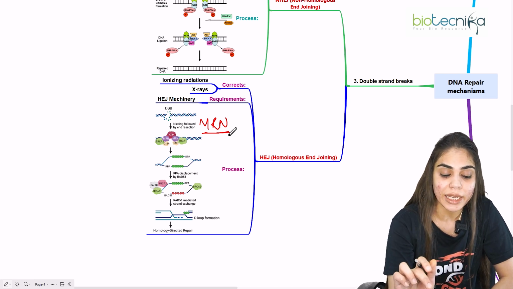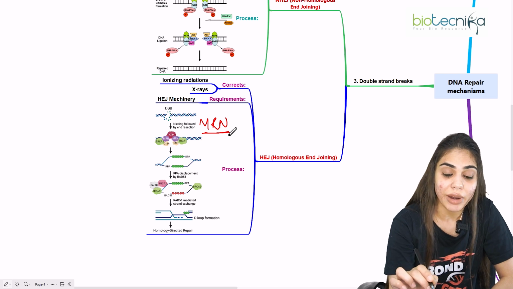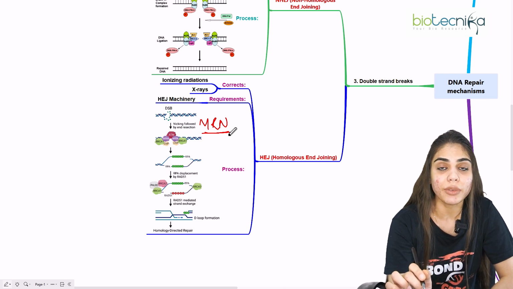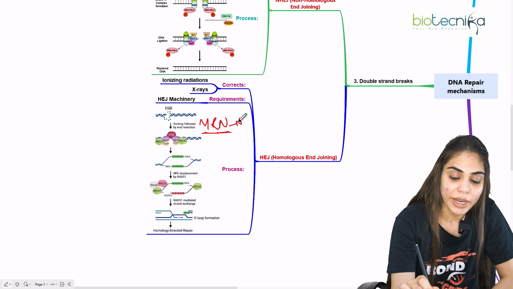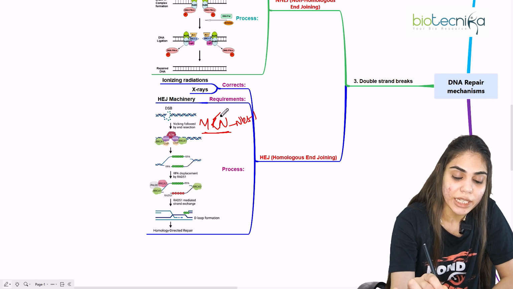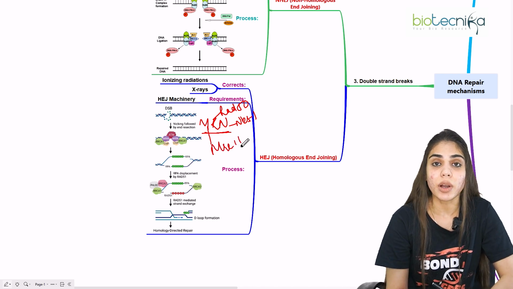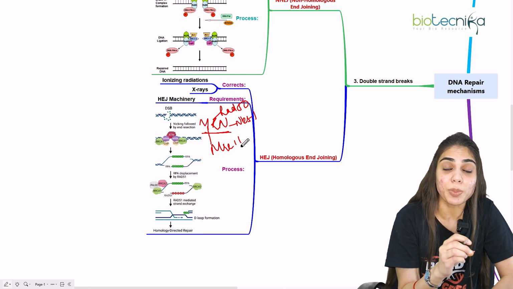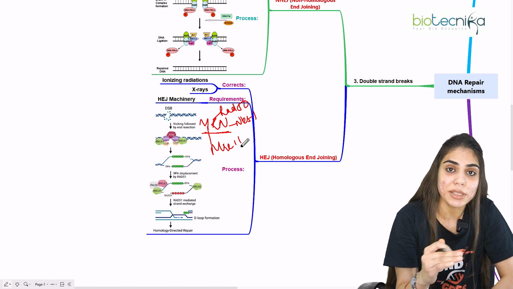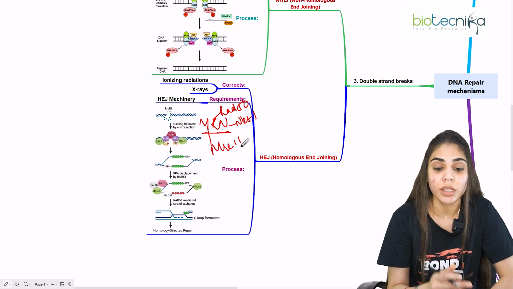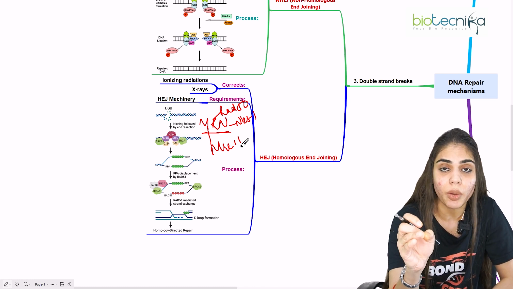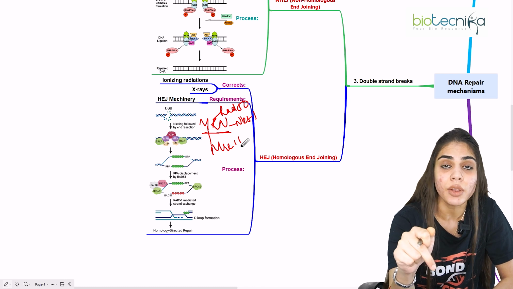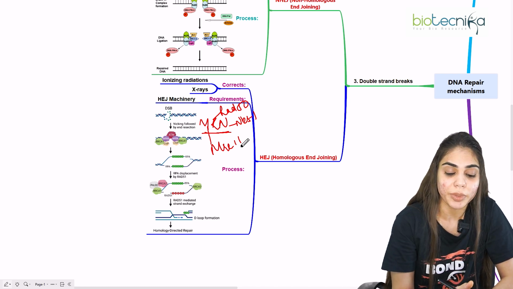M stands for MRE11, R stands for RAD50, and N stands for NBS1. So it stands for NBS1, RAD50, and MRE11. All these enzymes will work for the end resection. Resection means to split something, so they are going to remove the nucleotide bases from the end. That is called end resection. There we have seen Artemis performing this function, but here this complex itself will recognize this damage and perform the end resection.